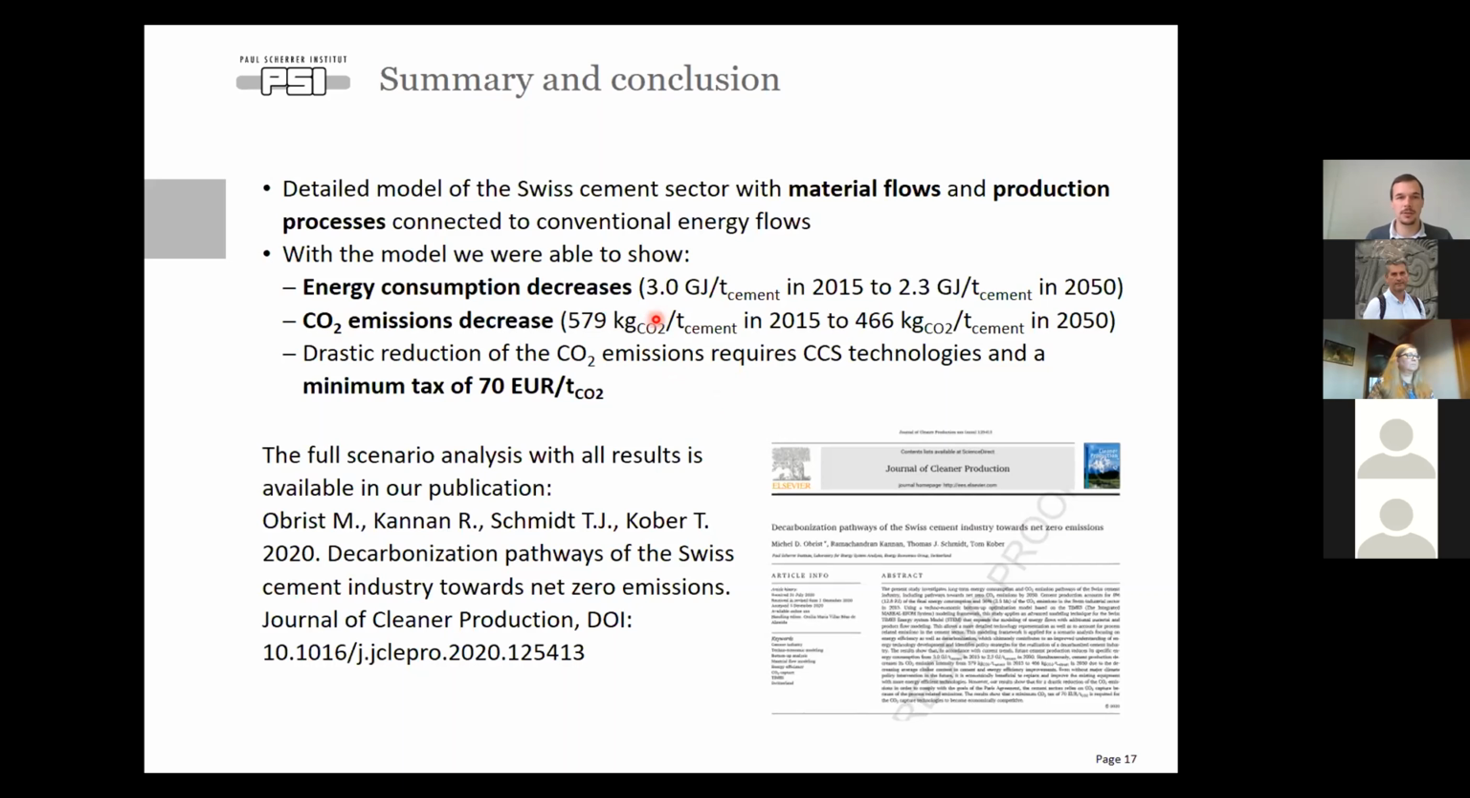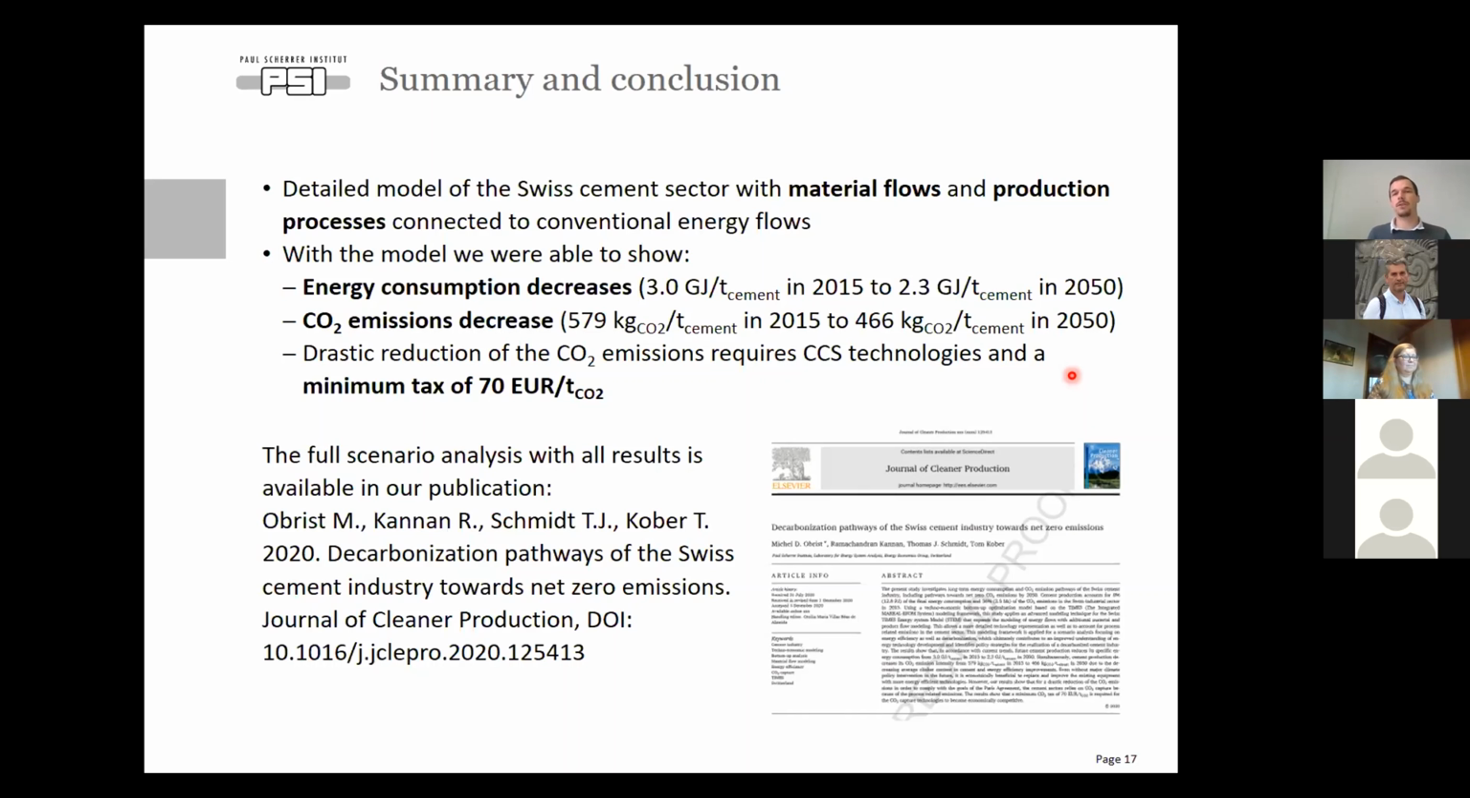What we could show is that the energy consumption in the cement sector decreases, as well as, simultaneously, the CO2 emissions, but they decrease only to a certain degree. If you want to have a drastic reduction of the CO2 emissions, then you require CCS technologies. And we were also able to define the minimum tax that you would need so that CCS technologies become an option in the cement sector.